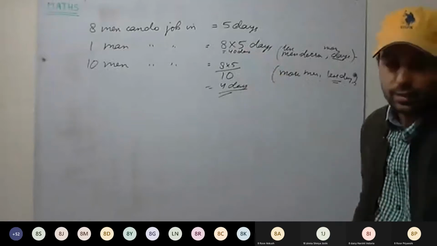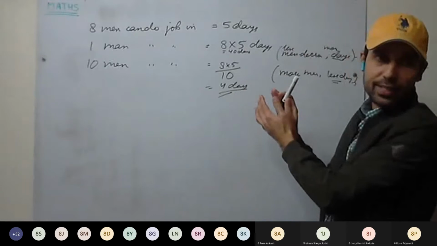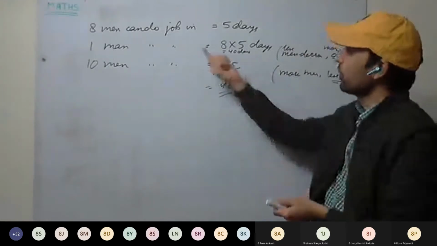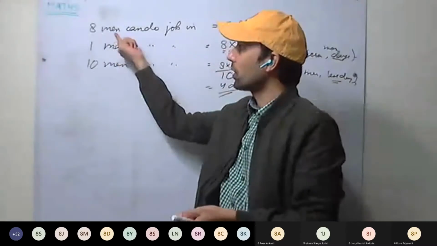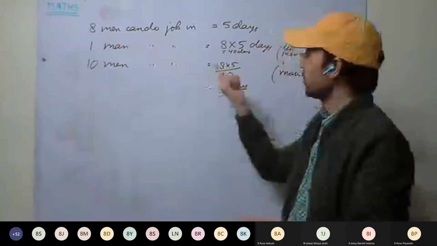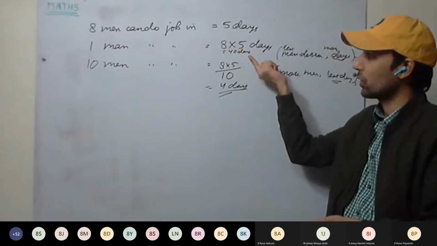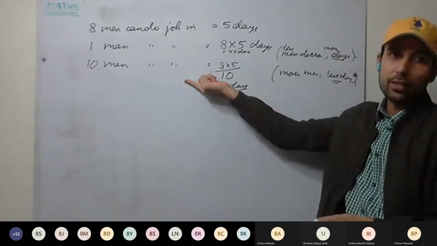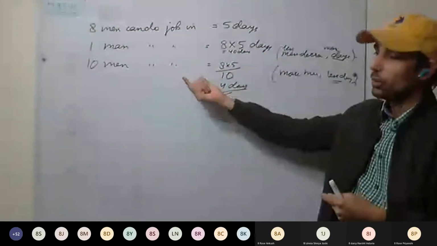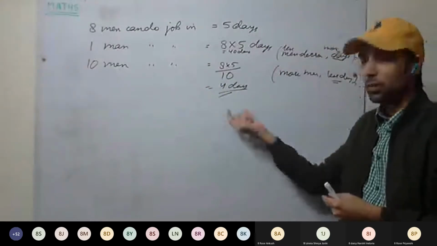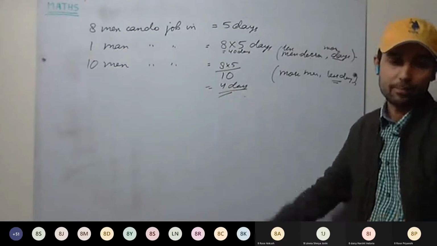As well, you know, the more the number of men, the less time it will take. So 1 man will take 8 times longer because this 1 man has to do all the work 8 times. So it will take more time, multiplied with 8, 40 days. Now 10 men are there, so work will be divided among 10 men. So each will get a very small amount of work to be done. So it will be completed within 4 days.